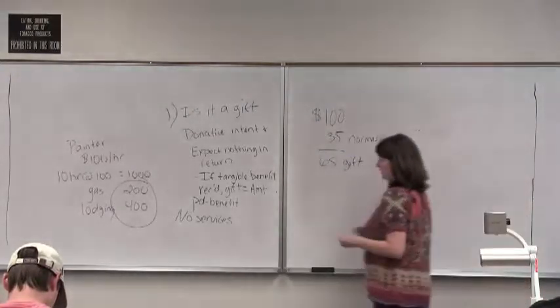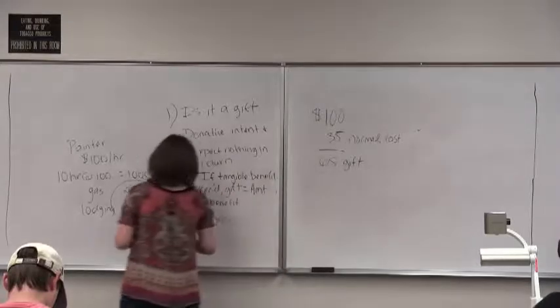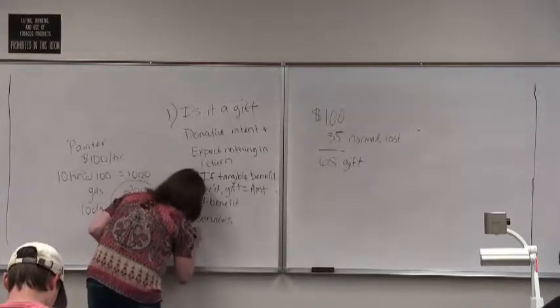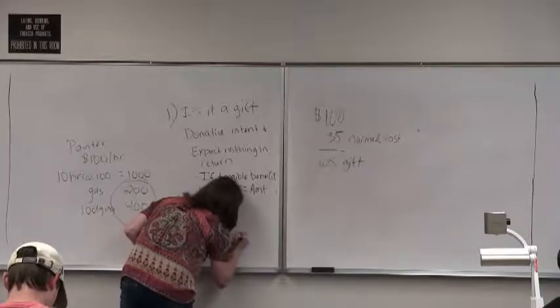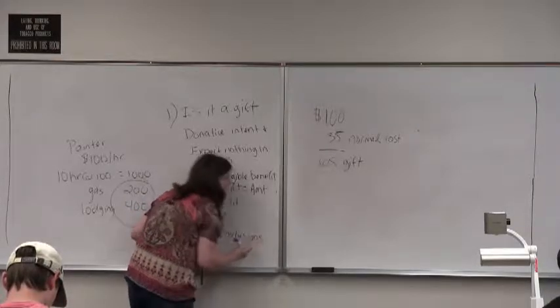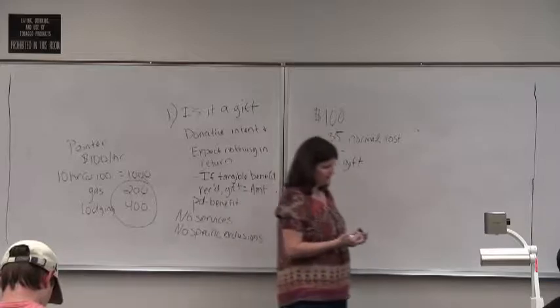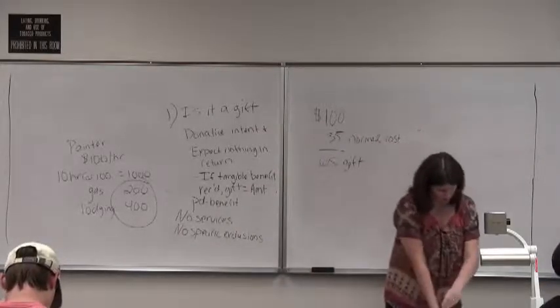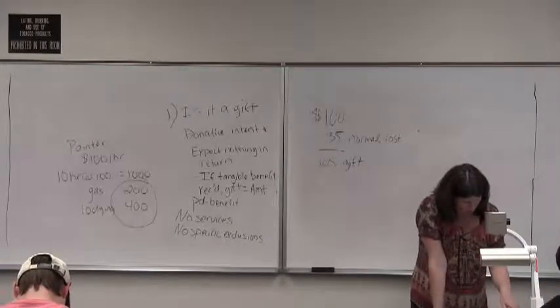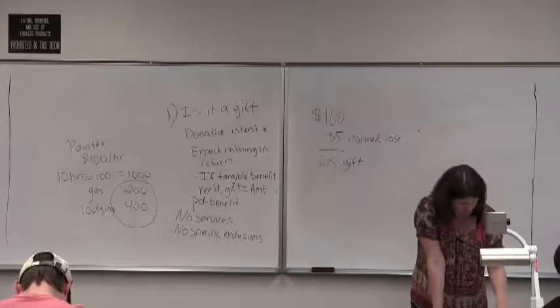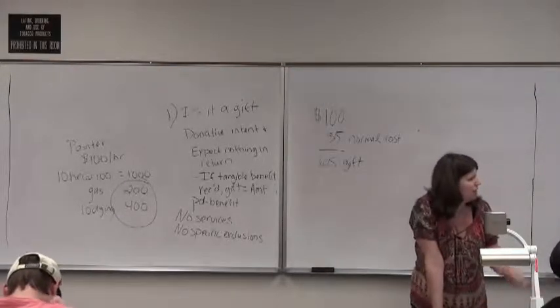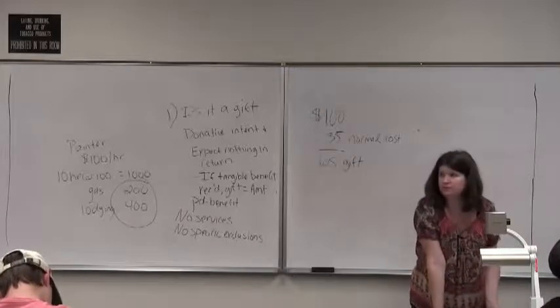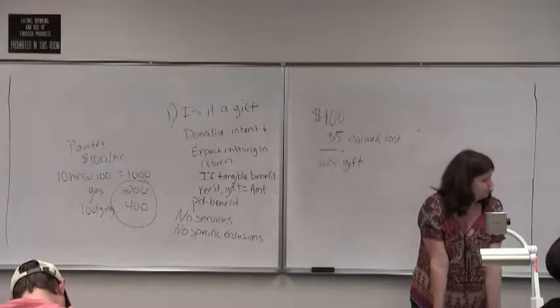I'll just put down here: no specific exclusions. This same list that's on slide 50 is also in the book on page 1020. You can take a look at some of the non-deductible items. It's the same list in the book as is on here on slide 50. Okay.